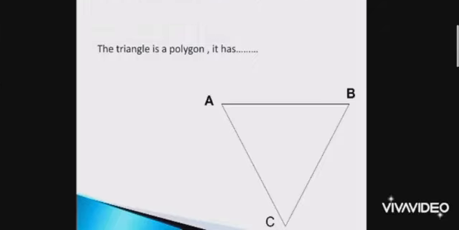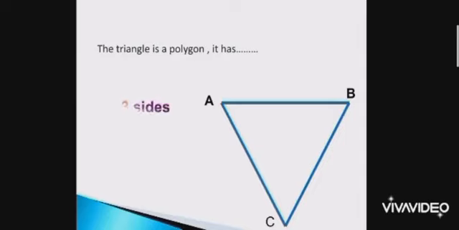Now let's define the triangle. The triangle is a polygon, and that means the number of sides, angles, and vertices are equal. So there are three sides on this triangle ABC. They are AB, BC, and CA. There are three angles too: angle C, angle B, and angle A.